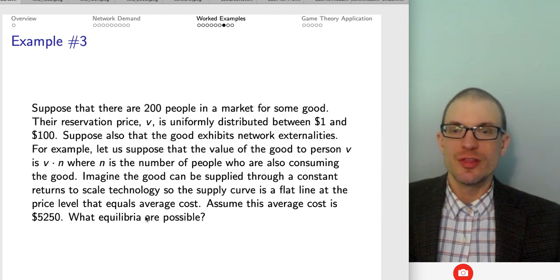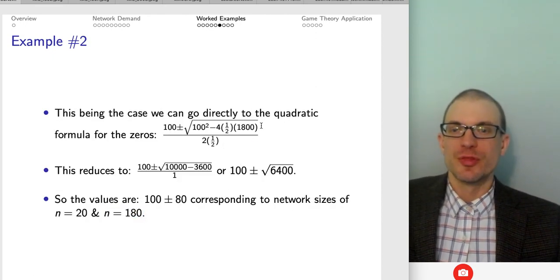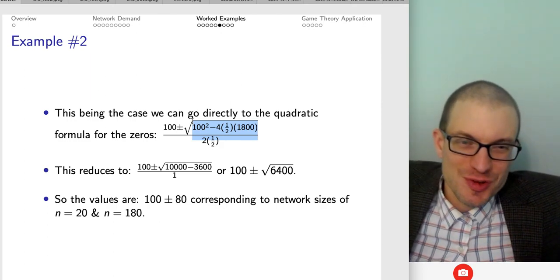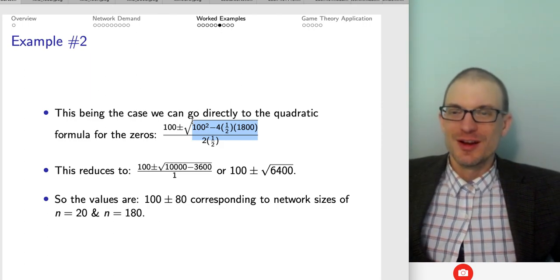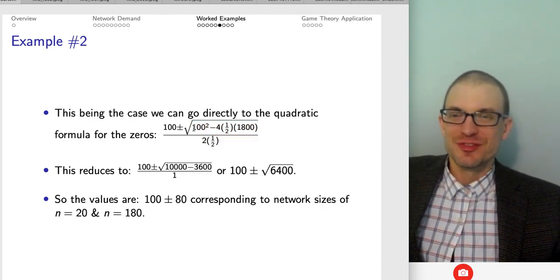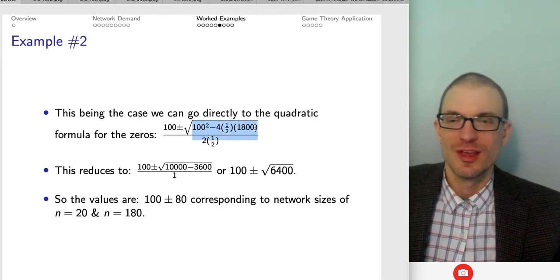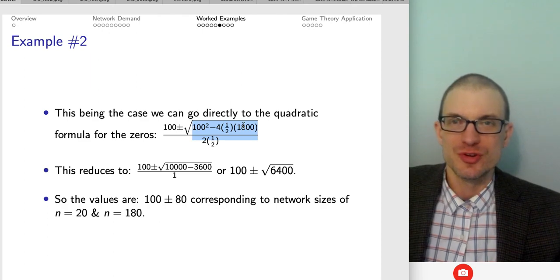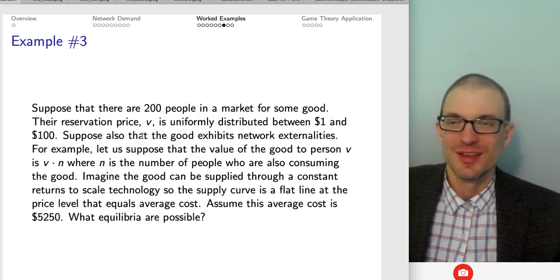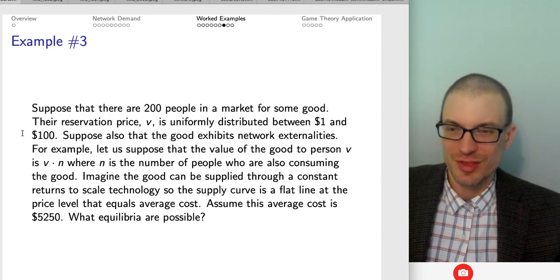All right, so here's another example. Remember how many solutions there are to the quadratic formula. If the value under the radical is negative, there's 0 solutions. If it's 0, there's 1 solution. If it's positive, there's 2 solutions. So suppose we have 200 people in a market. Their reservation prices are between 1 and 100. Everything's the same actually up to these average costs, $52.50.